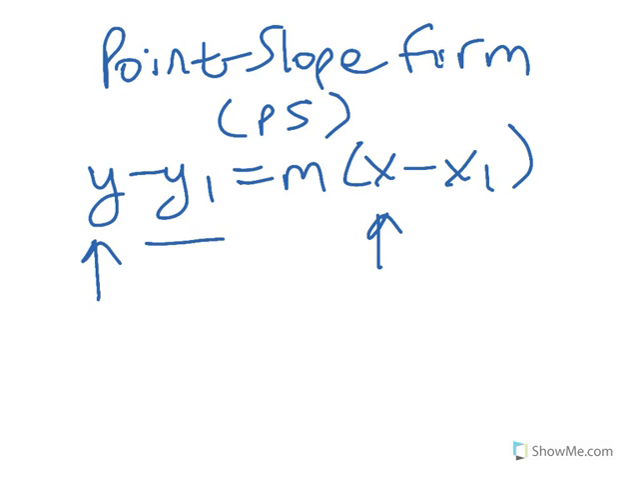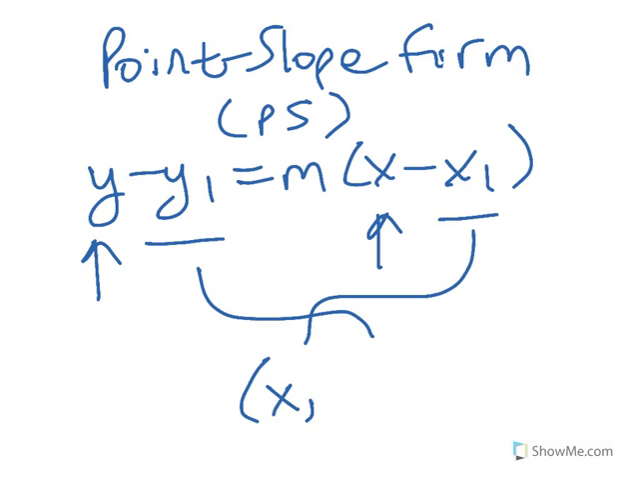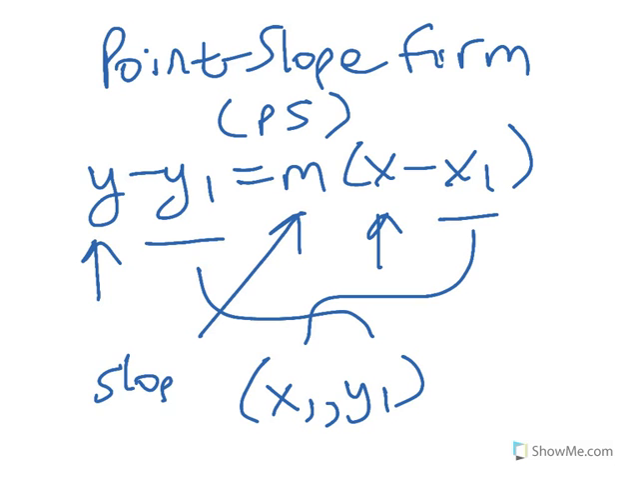However, y1 and x1 are coordinates of a point that we know on the line. So any given point whose coordinates we know could be x1, y1. And m, of course, as always, is the slope, which never changes no matter where you are on the line.